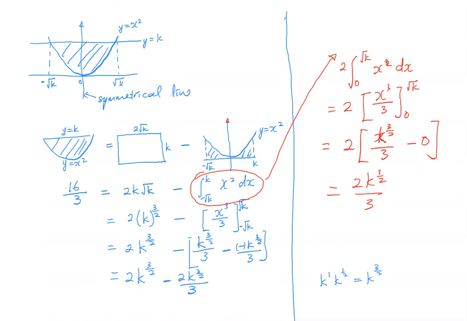And here, if I substitute x as negative root k, so this is called negative root k cubed. So you will get negative k to the power of 3 over 2. That's why there is a negative here.